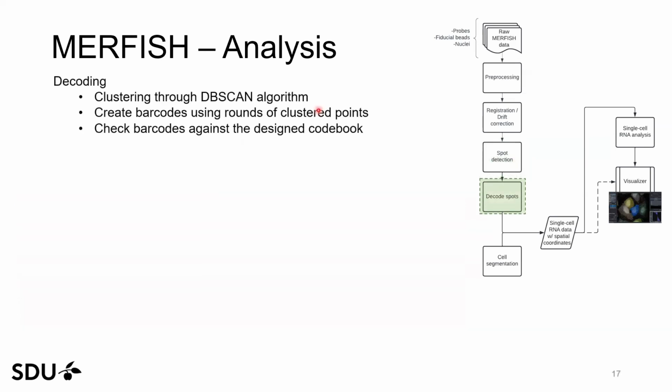So here I have developed a few algorithms, taking some machine learning parts into it. For example, I do some clustering through an algorithm called DBSCAN and cluster all the points found. Then based on this clustering, we can create barcodes using the rounds of the clustered points where they were detected in. And then finally, we check these barcodes against the design codebook, and get out the gene that they correspond to.